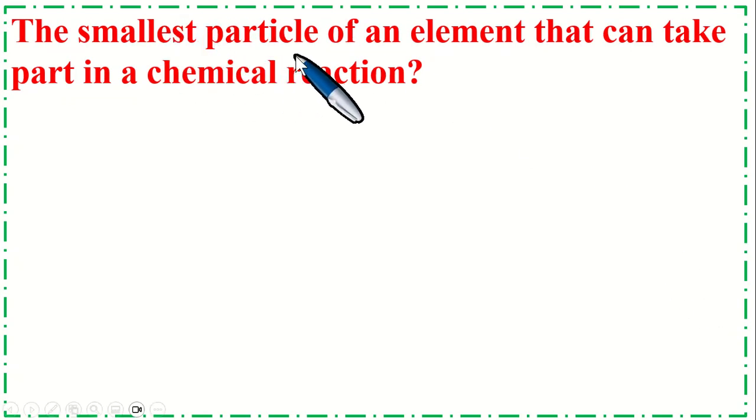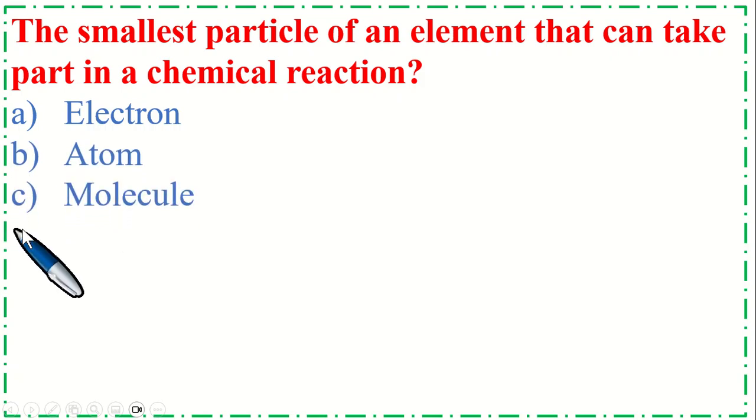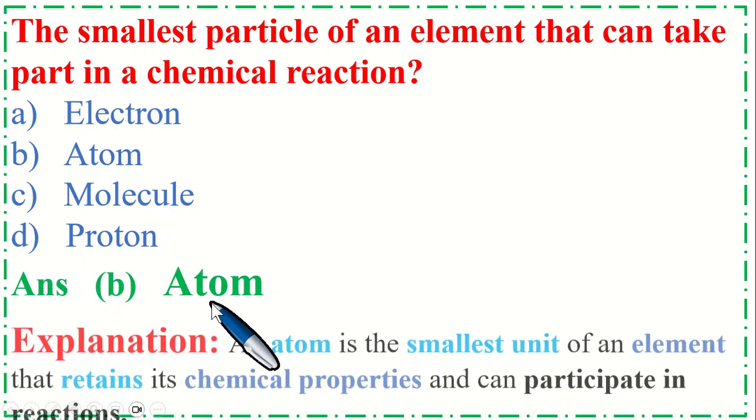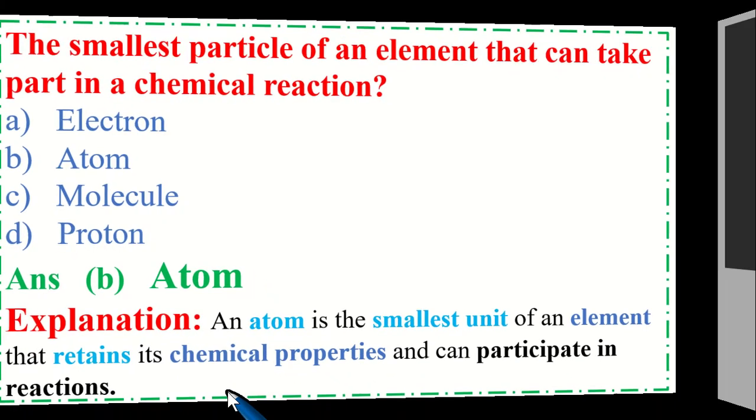The smallest particle of an element that can take part in a chemical reaction: option A, electron; B, atom; C, molecule; and option D, proton. So the correct option is B, atom. Explanation: an atom is the smallest unit of an element that retains its chemical properties and can participate in reactions.